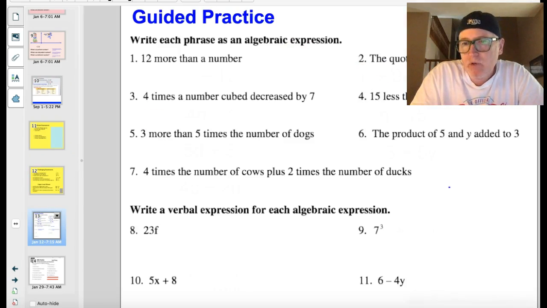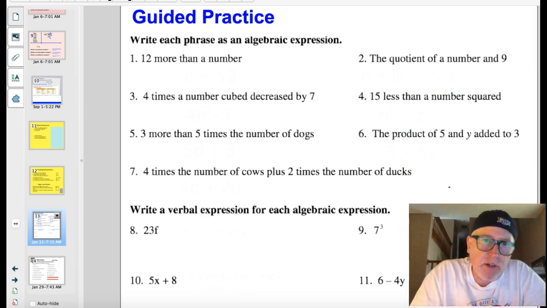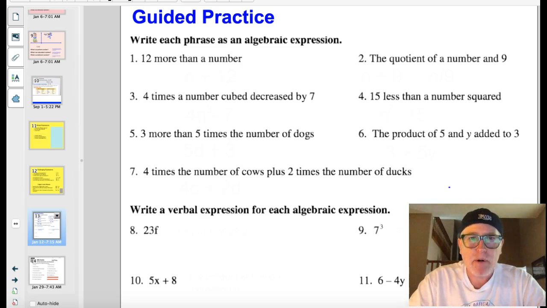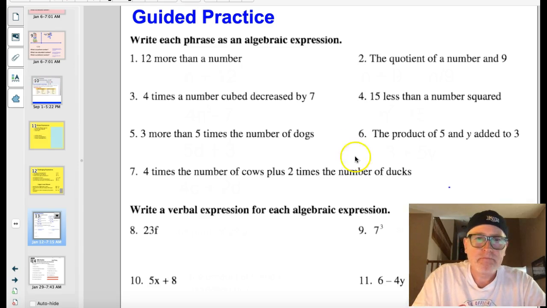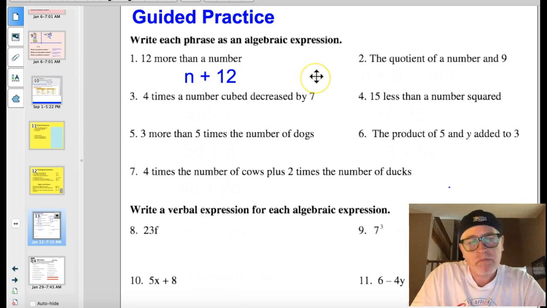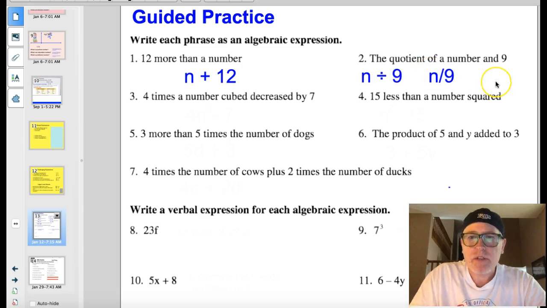Number on the bottom left-hand corner of your paper. We should go ahead and number 1 through 11 on here, and we'll just do these. 12 more than a number. You go ahead and try it. And then I click it. I don't care what variable you use. The quotient of a number and 9. Either of these would be fine.